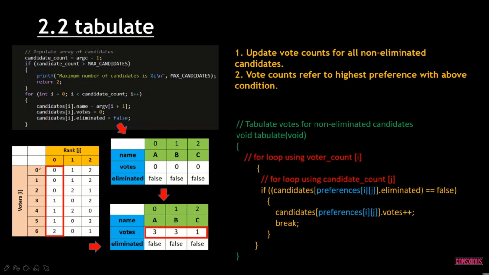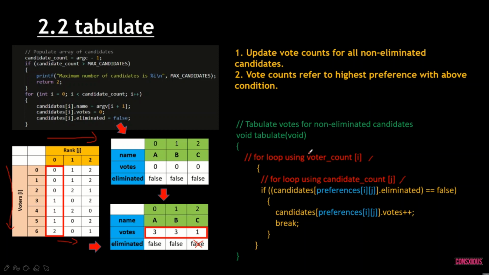Basically, to take all the vote counts here, we're going to have a loop here. And another loop, because if one of the candidates is already eliminated, then we go to the second rank. So we have a two-level loop here. You can see there's a voter count, then a candidate count. Because if they are eliminated, we move to the second rank, then the third rank.